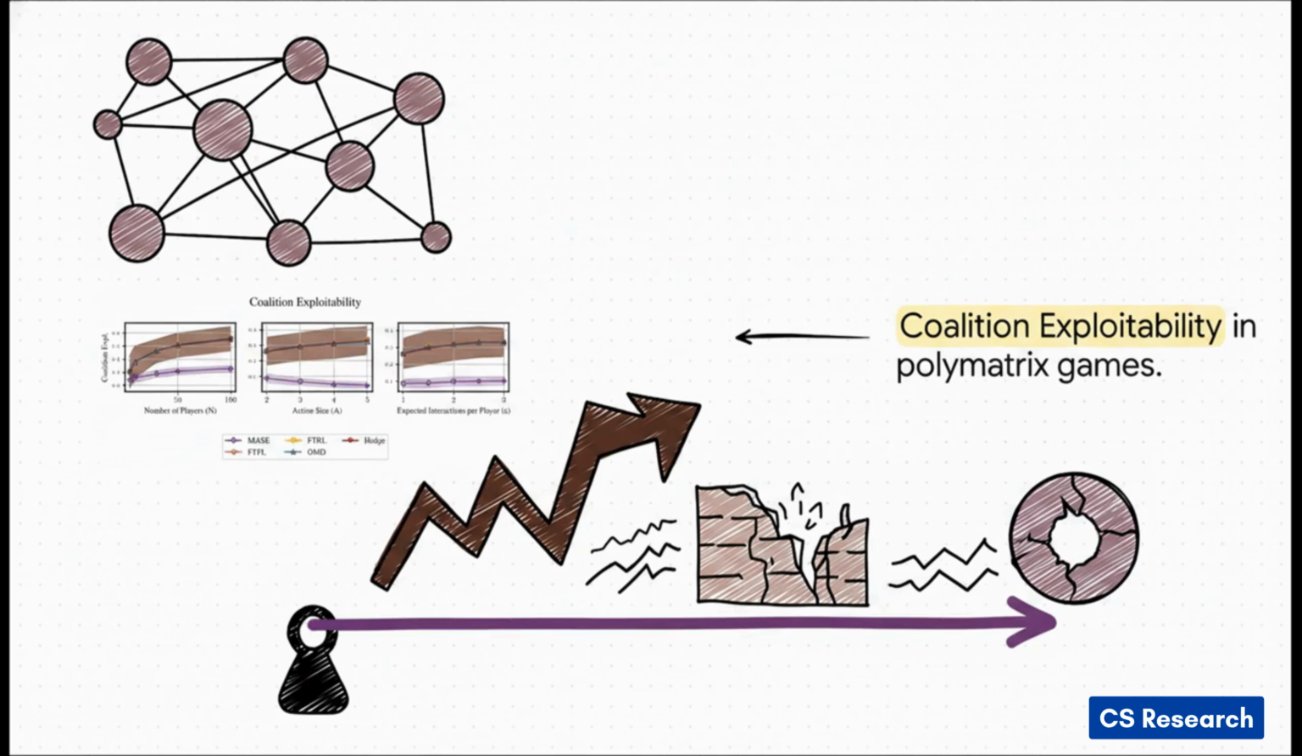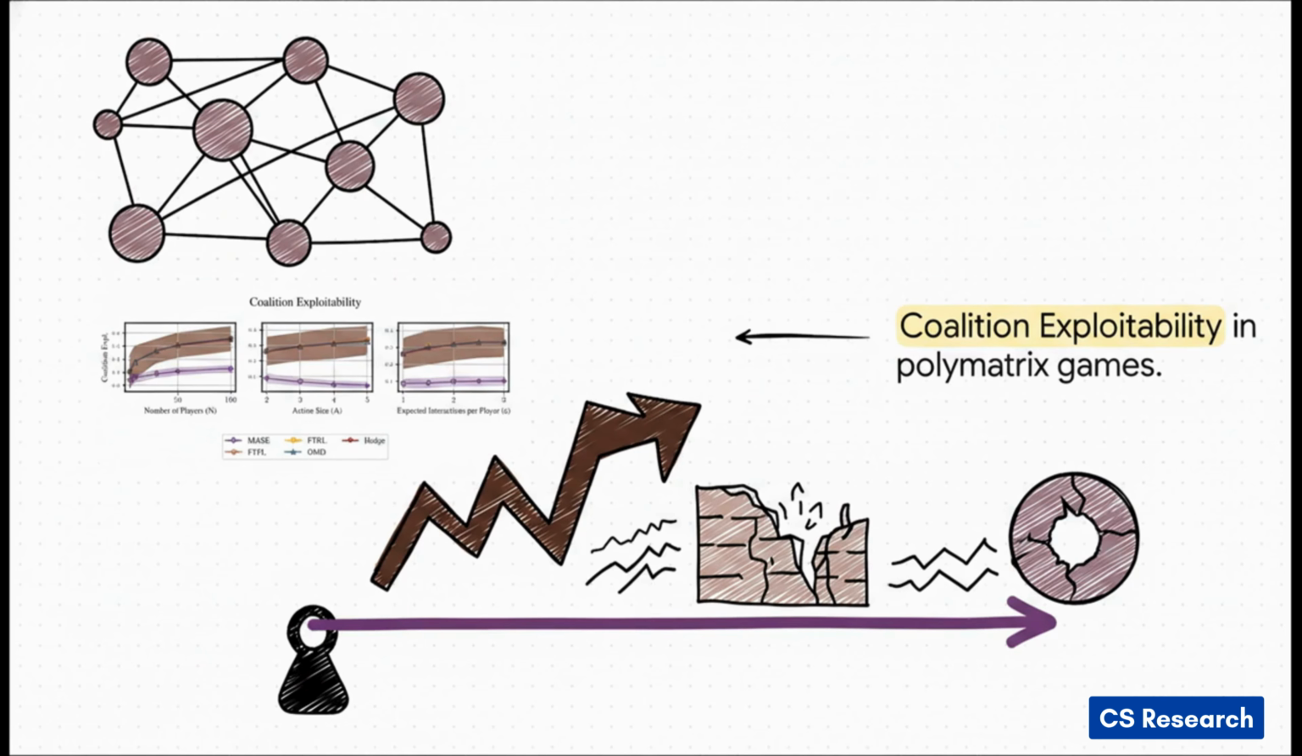And we see this exact same terrifying vulnerability confirmed again right here in random polymatrix games. Look specifically at the rightmost chart tracking expected interactions per player. As a network gets denser, as people interact with more people, those classical baseline models curve sharply upwards. The more expected interactions you have, the higher the risk of devastating multilateral deviations.